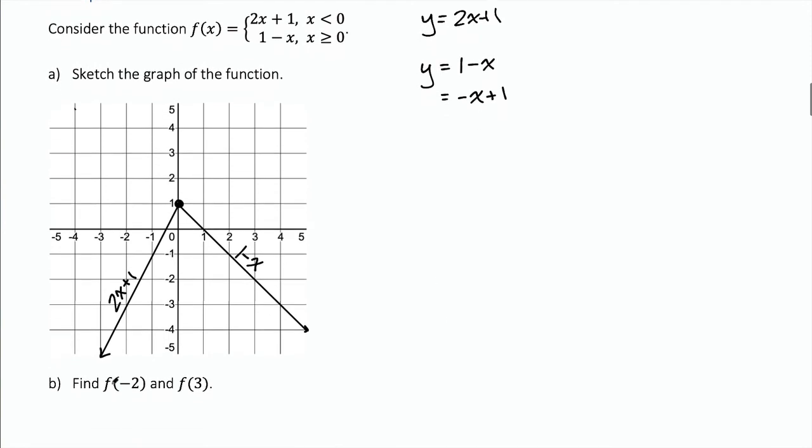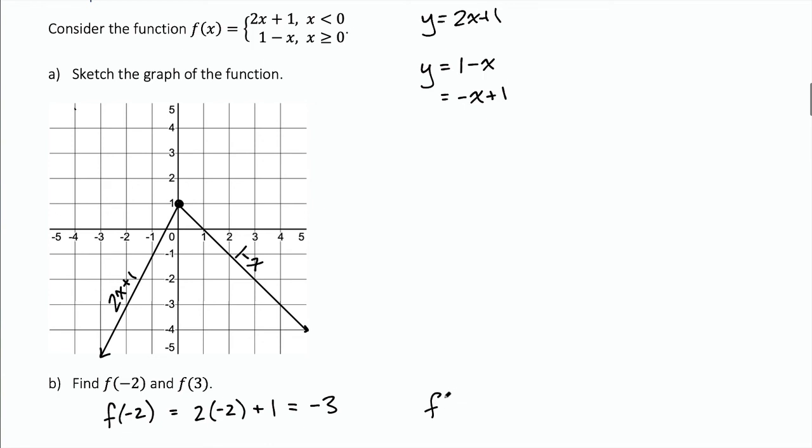For evaluation, find f of negative 2. Well, negative 2, you look at your input and say, well, where does that fall in our domain? Negative 2 is less than 0. So we're going to use this rule to evaluate it, 2x plus 1. This is 2 times negative 2 plus 1. That's negative 4 plus 1, which is negative 3.